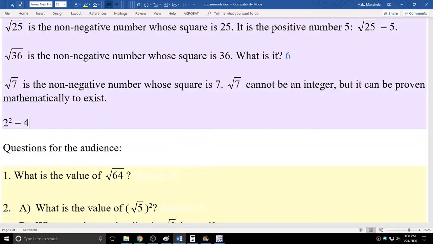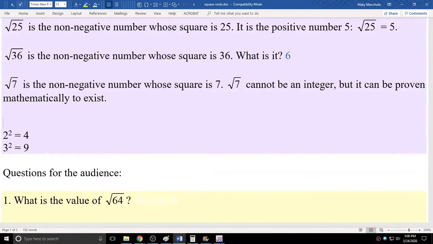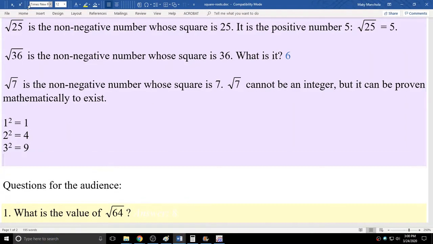Question, could the square root of 7 be 3? Let's see, when you take 3 and you square it, you get 9. 9 is not 7. So square root of 7 cannot be 2, square root of 7 cannot be 3. Square root of 7 cannot be 1 because 1 to the second power is 1, not 7. Also, it cannot be 4 because if you take 4 and you square it, you actually get 16. So we conclude that square root of 7 cannot be an integer.